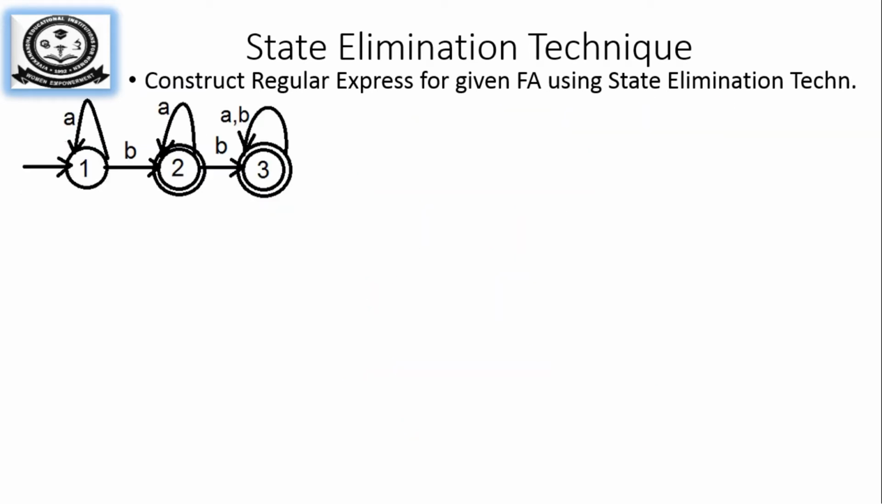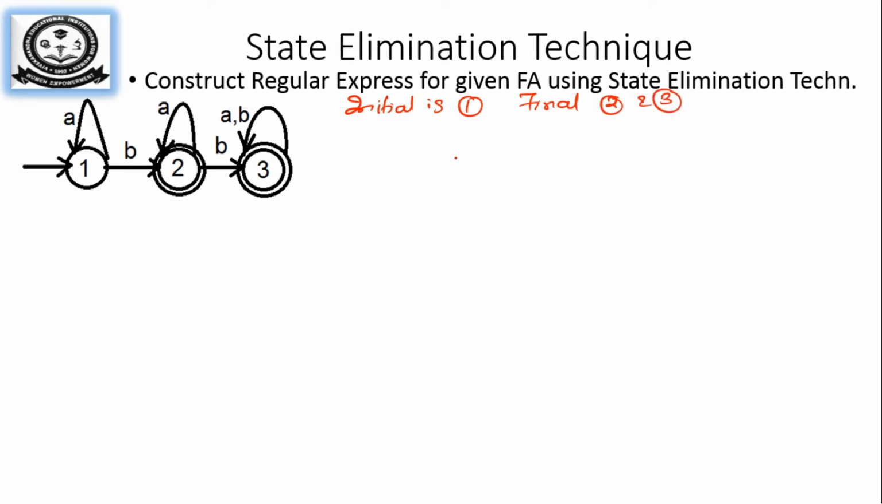So let us have another example. Now we will see another example. This is an example where the finite automata has multiple final states. So here my initial state is 1 and I have my final states as 2 and 3.